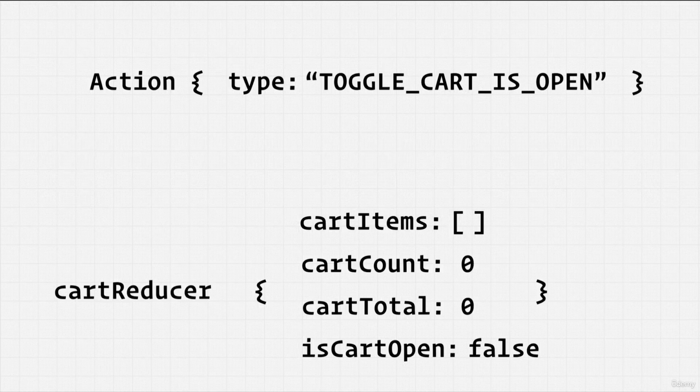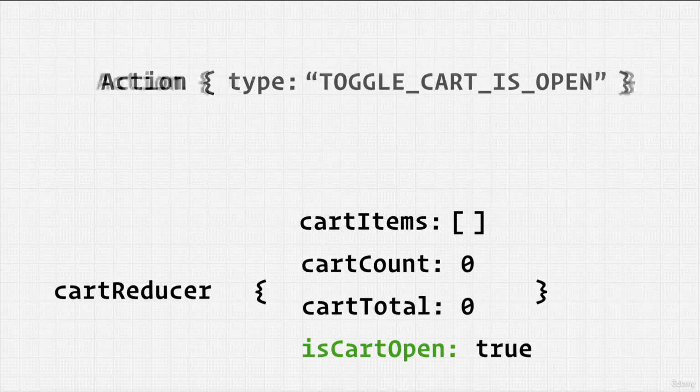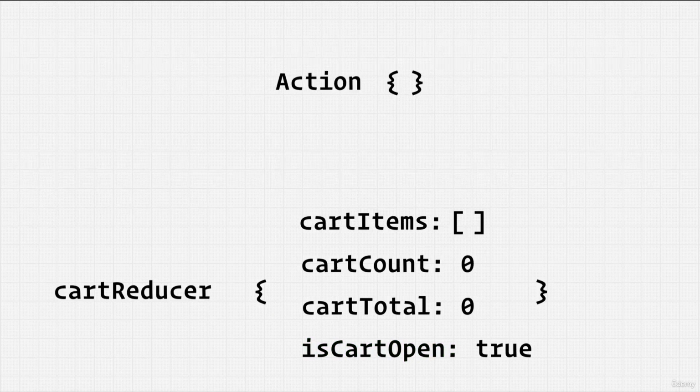What happens now is that isCartOpen is the thing that reacts to this action. isCartOpen, we know, is the only thing that gets modified inside this object, based on the fact that this action has a type toggle cart is open, because we only want to toggle this value. So now that value updates to true. The other three values do not need to update.